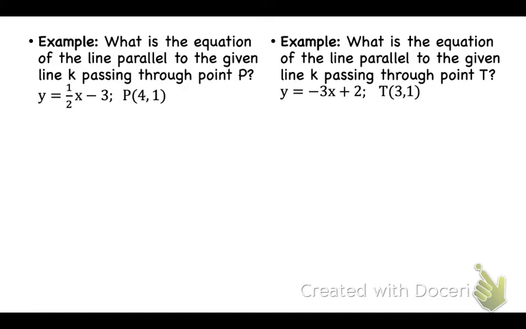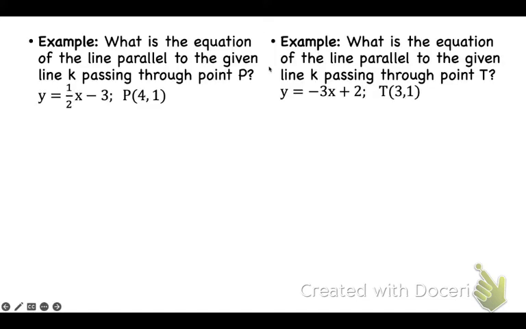Okay, so we've got two problems here. Yours should be up and down. I wanted it all in one. So what is the equation of the line that is parallel to this line and goes through 4, 1?